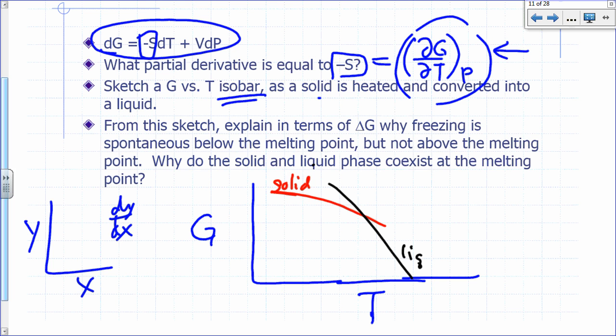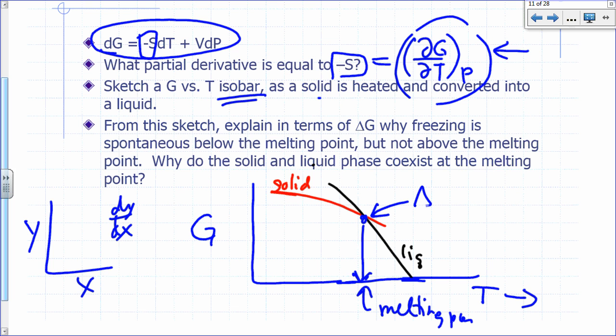So delta G in going from solid to liquid would be 0. So that means what? G of the solid is going to be equal to G of the liquid, right? So where is that on the plot? At the intersection. So this point right here, that's your melting point. So this is temperature. Delta G here is 0.